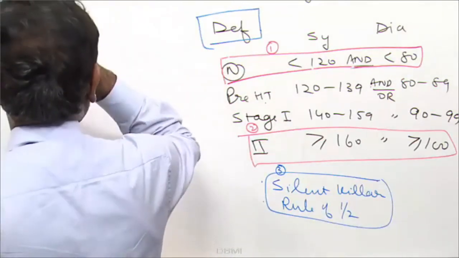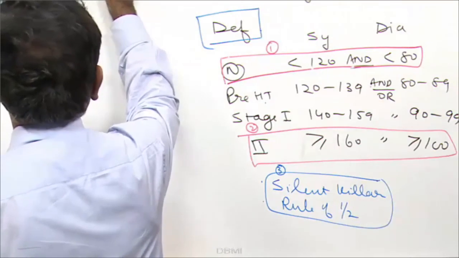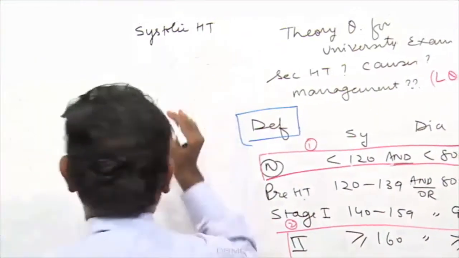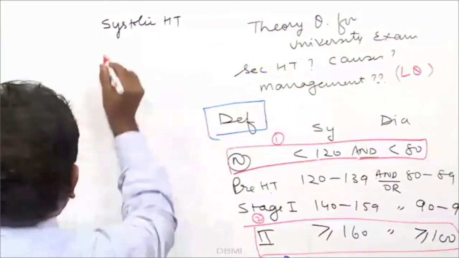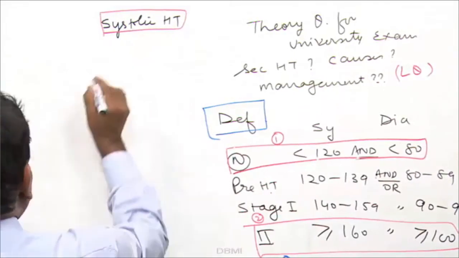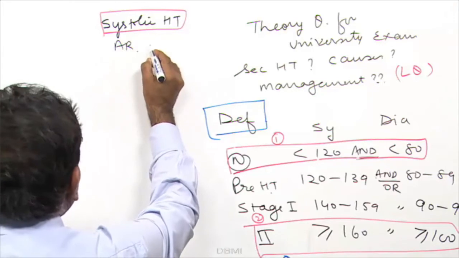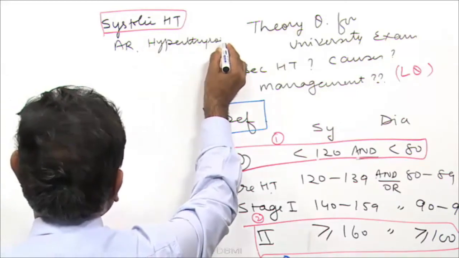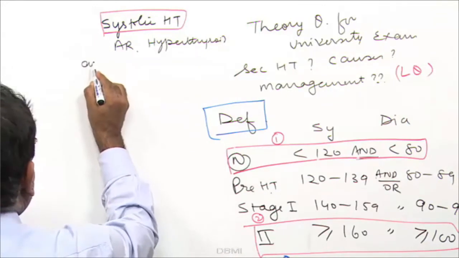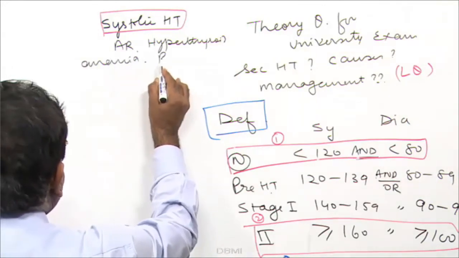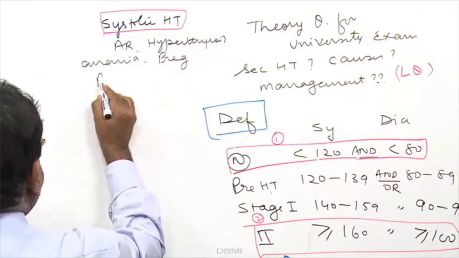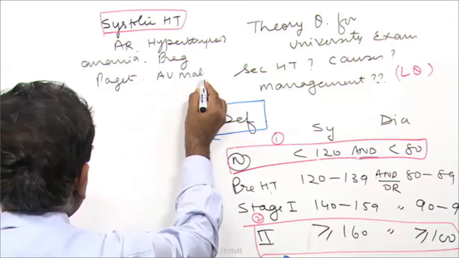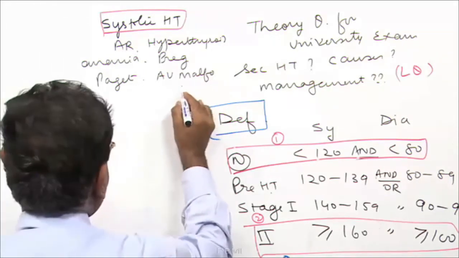Next, there are some cases where only systolic BP is high. Causes of systolic hypertension. Again, a very important MCQ. Systolic hypertension is seen in conditions like aortic regurgitation, hyperthyroid, severe anemia, pregnancy, Paget disease, AV malformation.